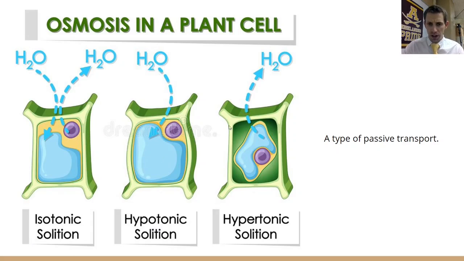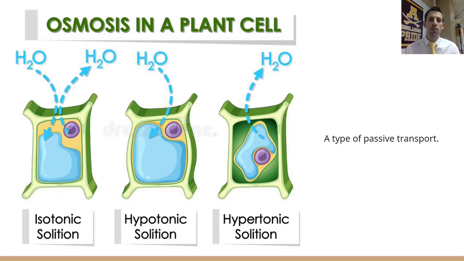In this scenario over here, a hypertonic solution, water will leave the cell because there's more water inside of the cell than there is in the surrounding environment. And again, in our egg lab, we saw this happening when we put the egg into corn syrup. The water leaves the egg and goes into the corn syrup where there's not quite as much of it. That's called a hypertonic solution. Again, this is a type of passive transport because no energy is expended at all by the cell. It just happens all on its own.